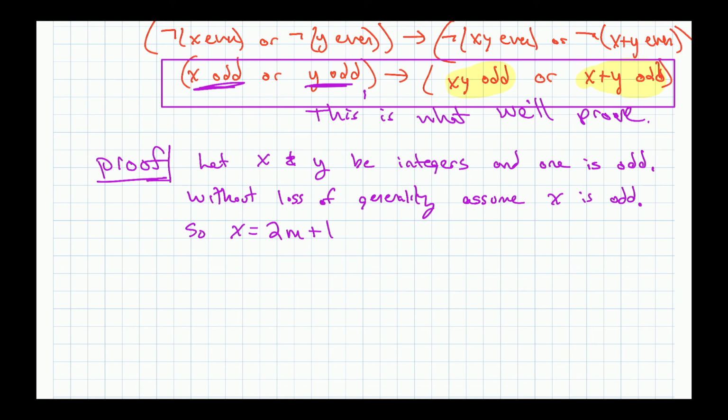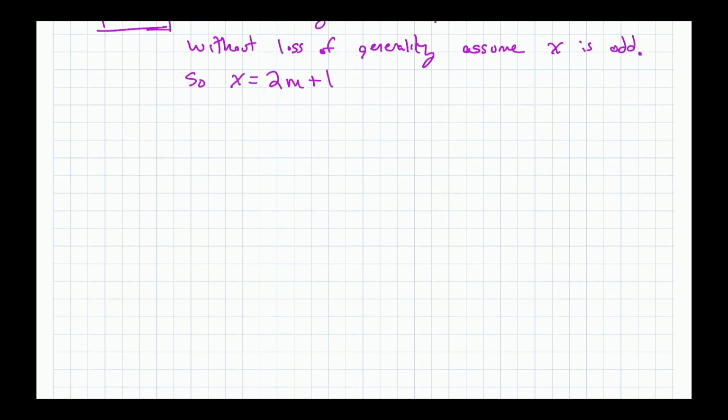But which one of those two things is true might depend on whether y is odd or not. We know x is odd because we said, without loss of generality, assume x is odd. But now we don't know whether y is odd or even. One of them's odd, x, but the other one we don't know. So it could be odd or even, and it might matter for the proof. So now we do a proof by cases. Case one: y is even.